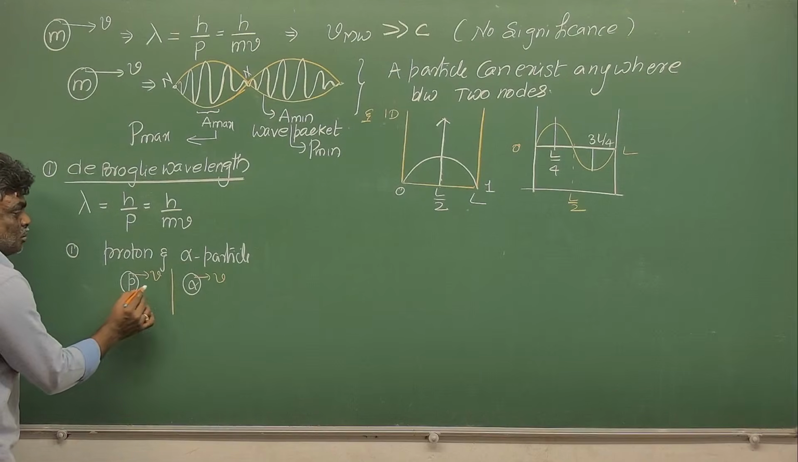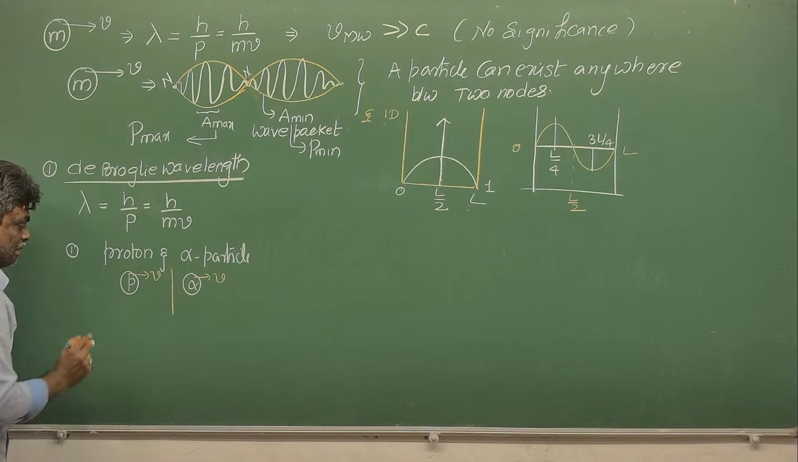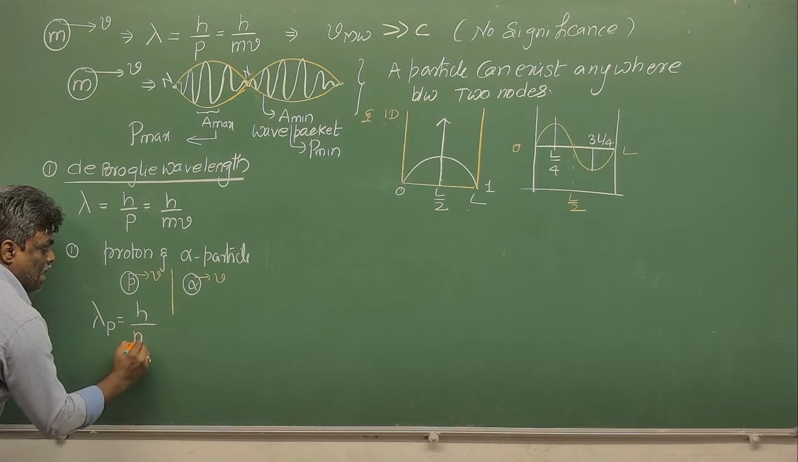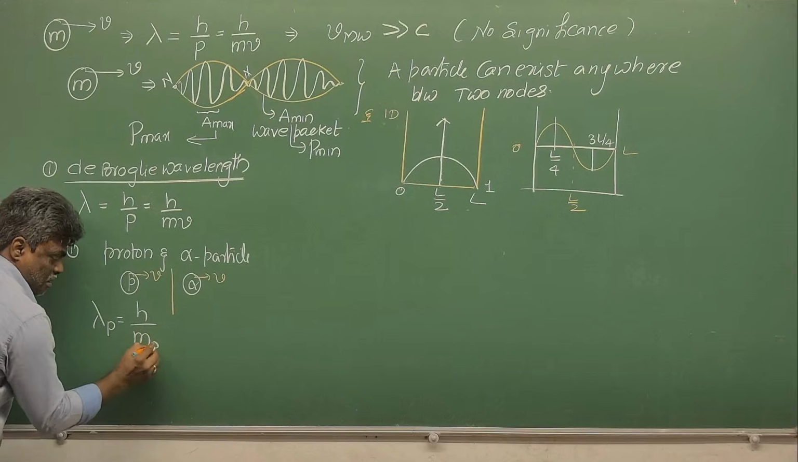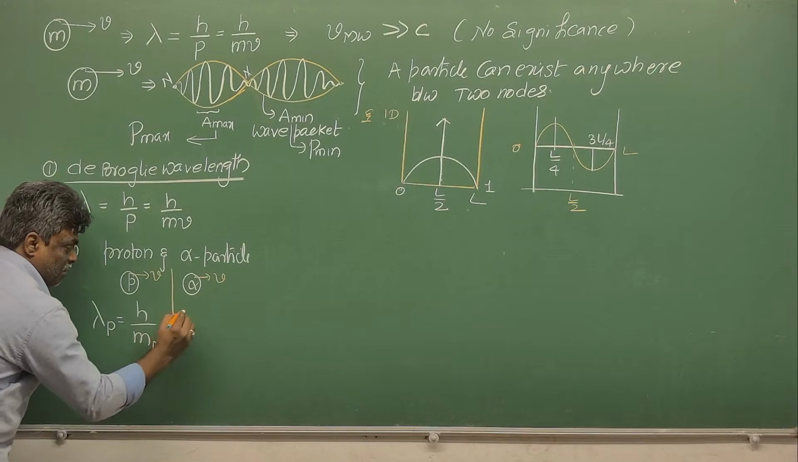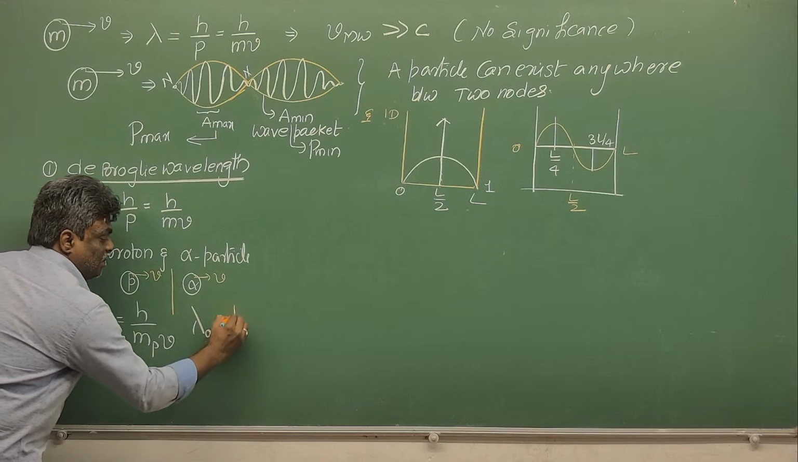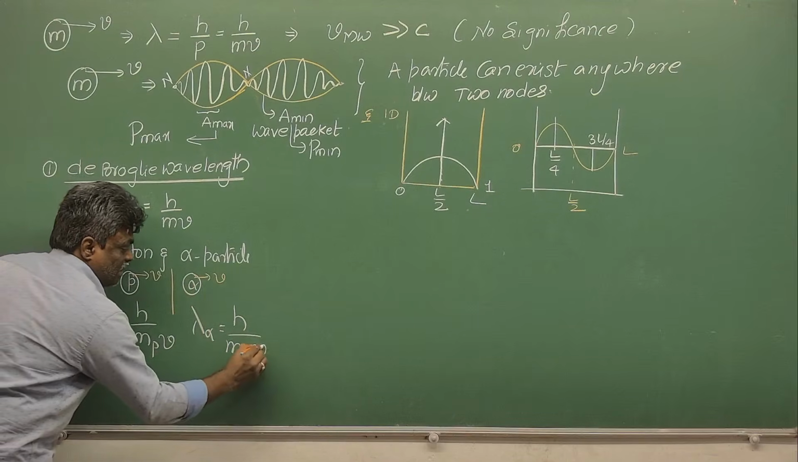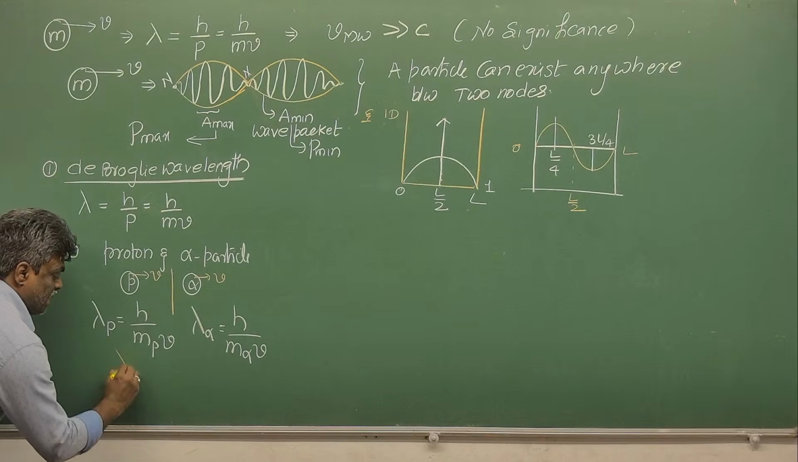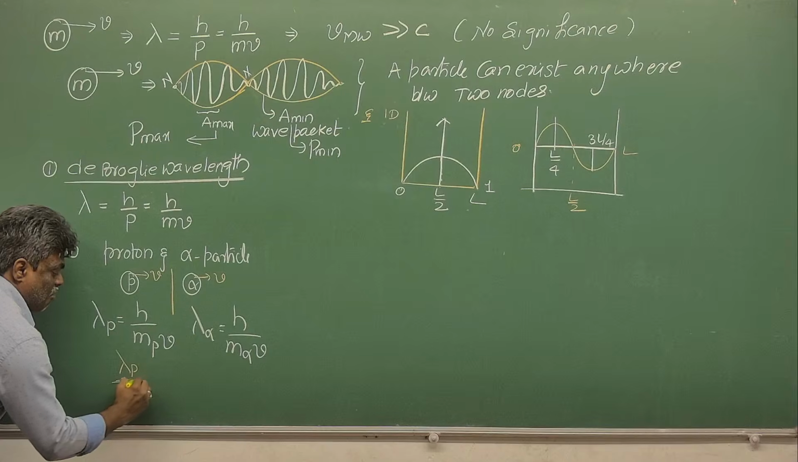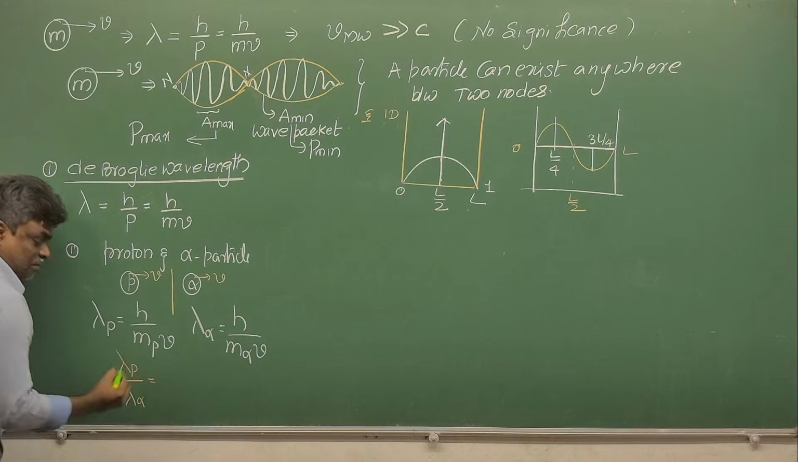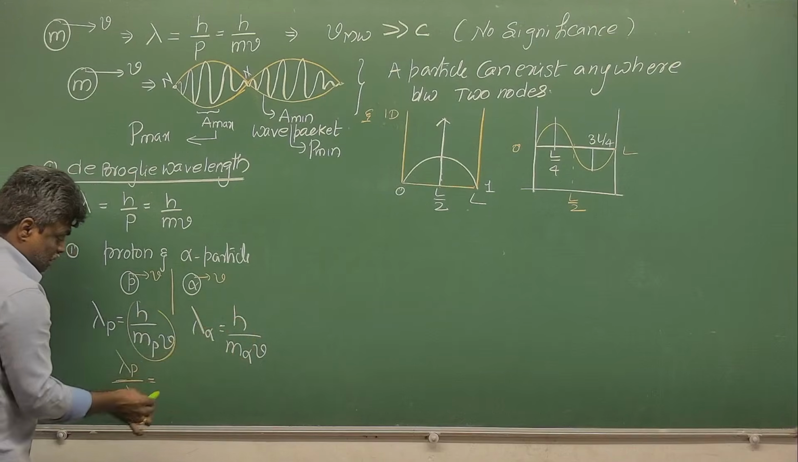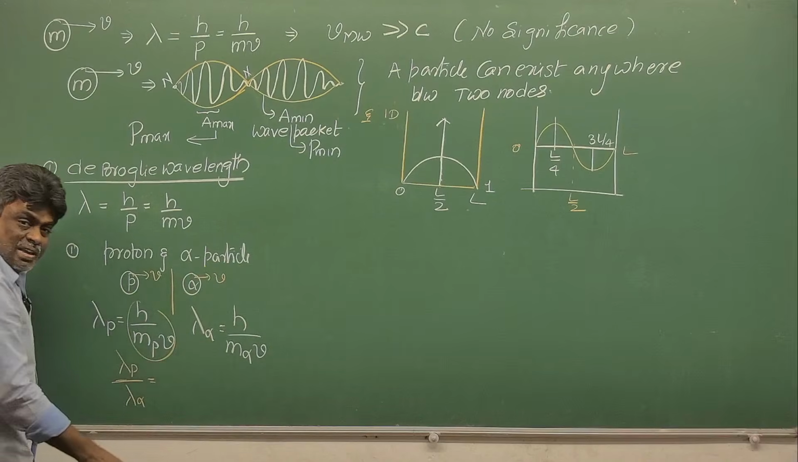Listen. So both are having the same velocity. Now, de Broglie wavelength of proton is h by mass of proton into v. Lambda of alpha equals h by mass of alpha into v. Now we are taking the ratio, lambda of p by lambda of alpha. Then this total by this, then h by v gets cancelled.